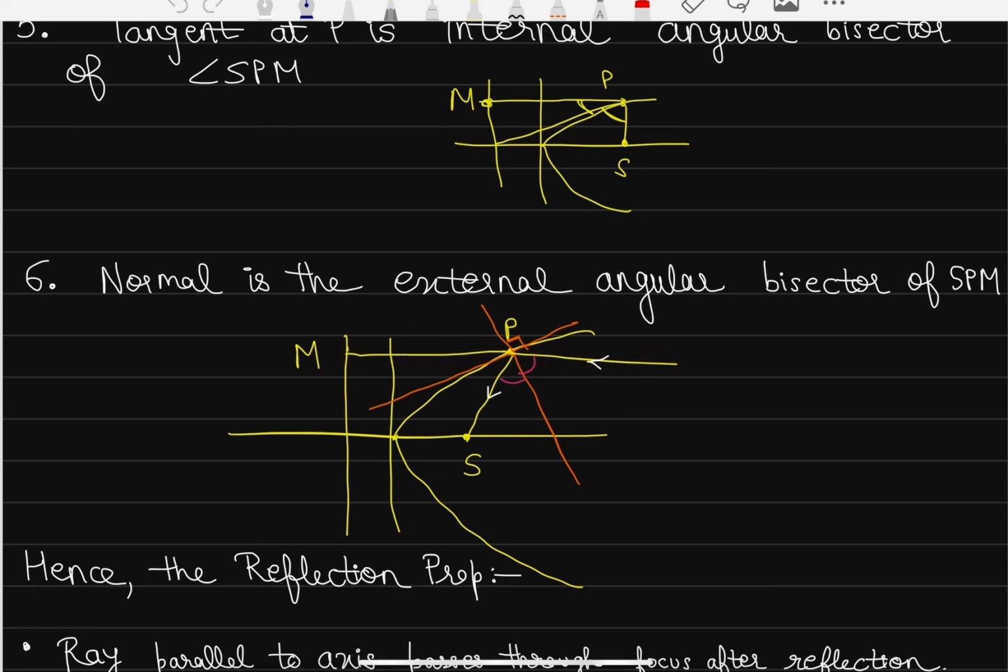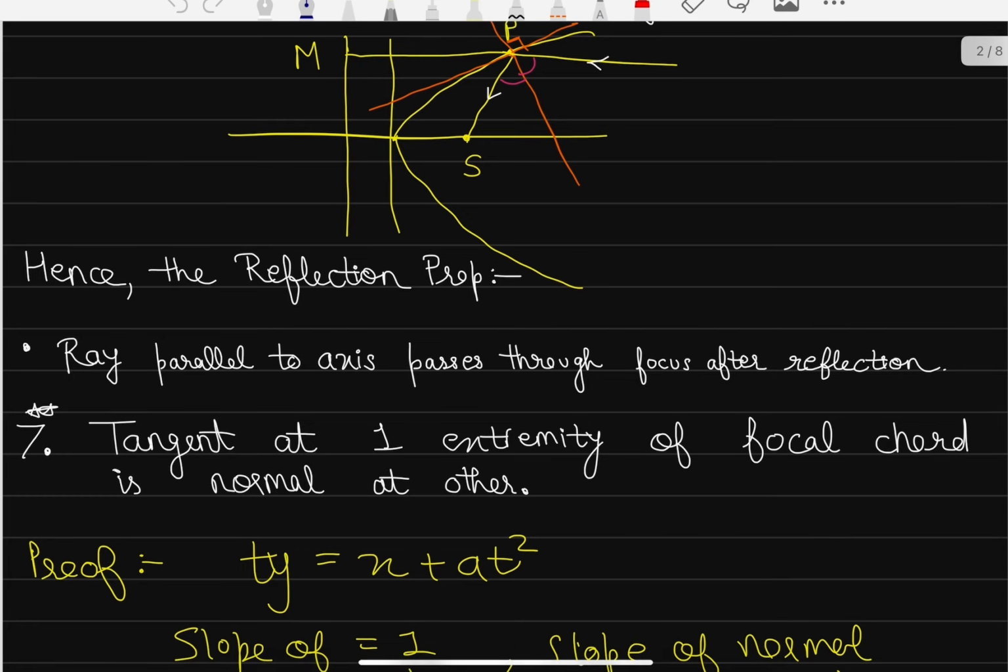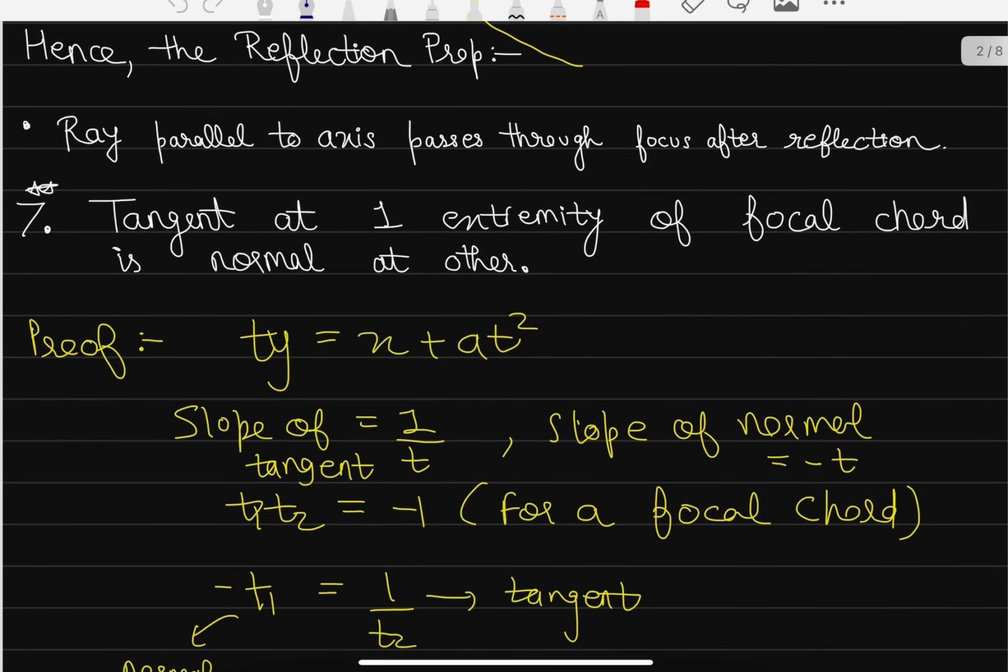Now due to this property, we have the reflection property. Any ray parallel to the axis, after reflection, passes through the focus, as this is the angle of incidence from the normal, and this is the angle of reflection, and angle of incidence equals angle of reflection. So a ray parallel to the axis passes through the focus after reflection.